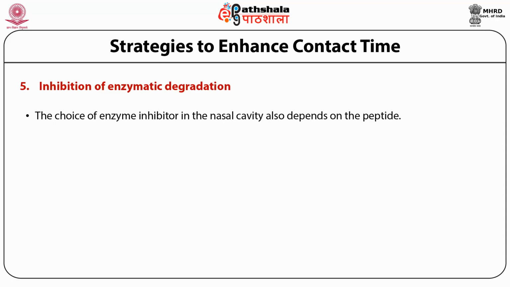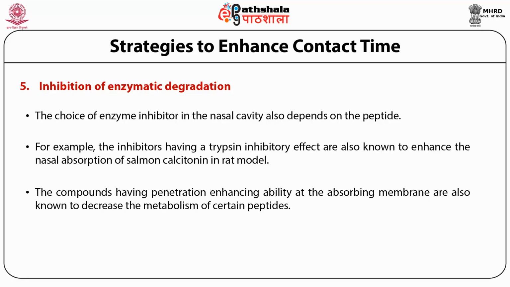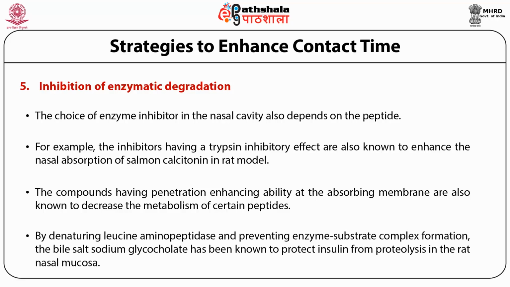The choice of enzyme inhibitor in the nasal cavity also depends upon the peptide. For example, inhibitors having a trypsin inhibitory effect are also known to enhance the nasal absorption of salmon calcitonin in the rat model. Compounds having penetration enhancing ability at the absorbing membrane are also known to decrease the metabolism of certain peptides. By denaturing leucine aminopeptidase and preventing the enzyme substrate complex formation, the bile salt sodium glycocholate has been known to protect insulin from proteolysis in the rat nasal mucosa.